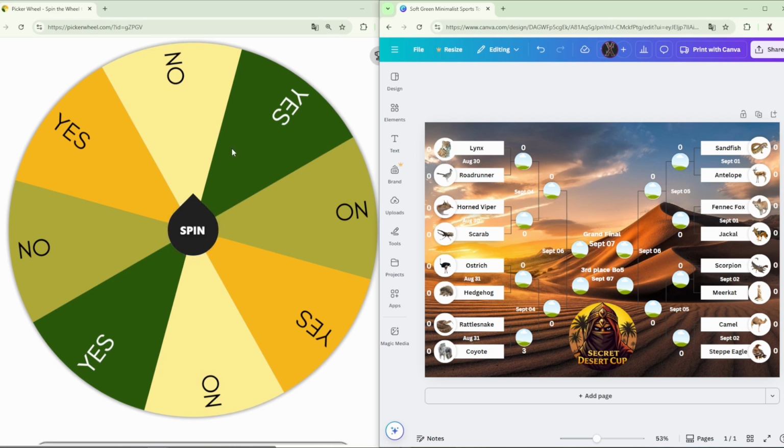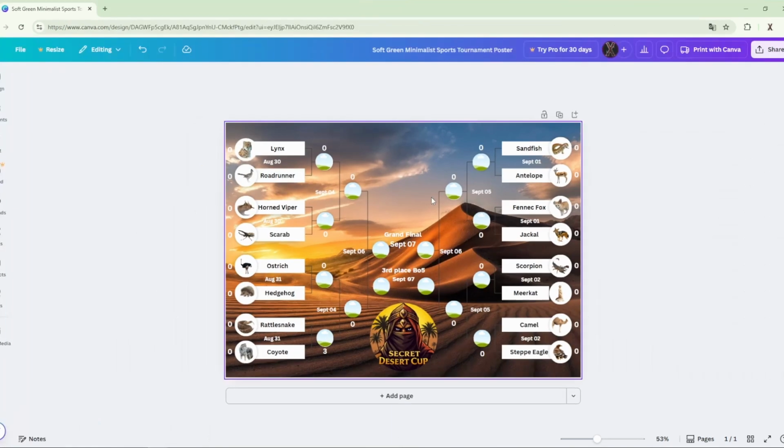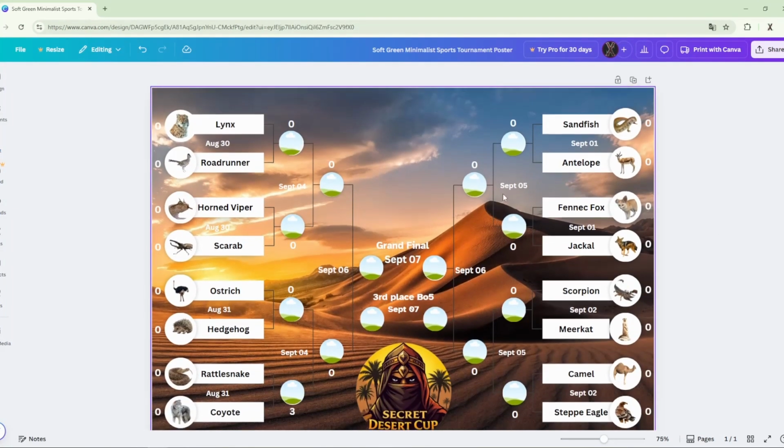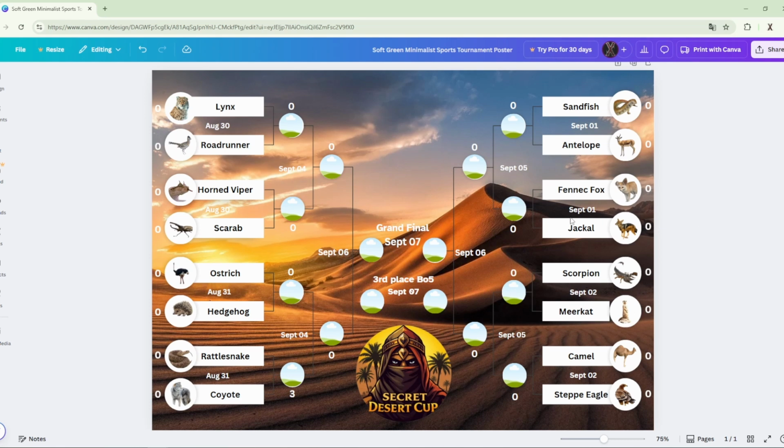All right, so I'm not quite sure why this defaulted back to yes, no, but we're not needing it anymore anyway. Let's zoom in on this a little bit. Let's repeat, we have Lynx versus the Roadrunner, we have the Horned Viper versus the Scarab. That matchup, I definitely know who I'm favoring here. We have a very interesting one in Ostrich versus Hedgehog. We have Rattlesnake versus the Coyote. We have on the other side of the bracket, the Sandfish versus the Antelope. We have Fennec Fox versus Jackal. Scorpion versus the Meerkat. We have the Camel versus the Steppe Eagle. Alright.